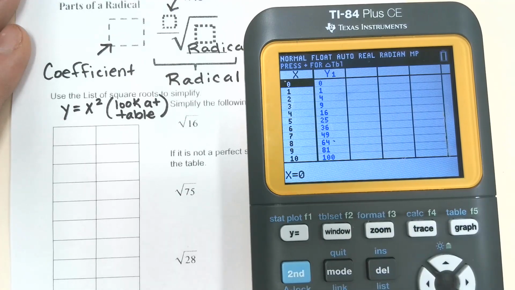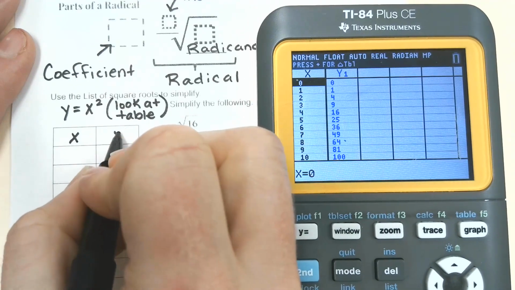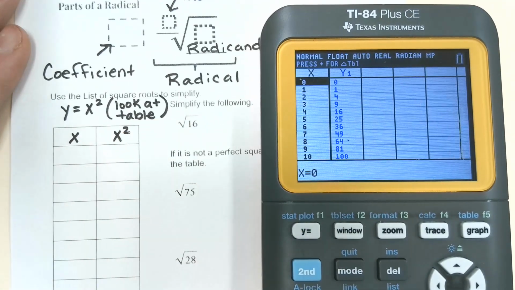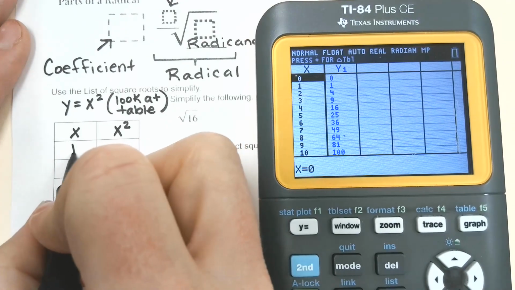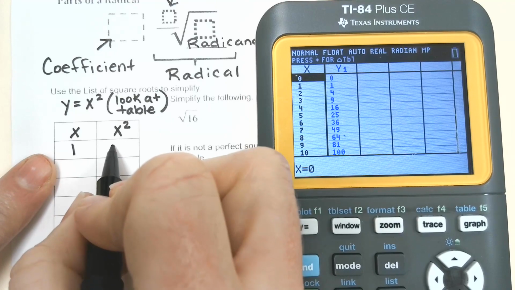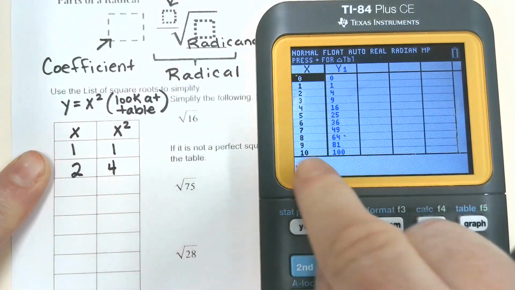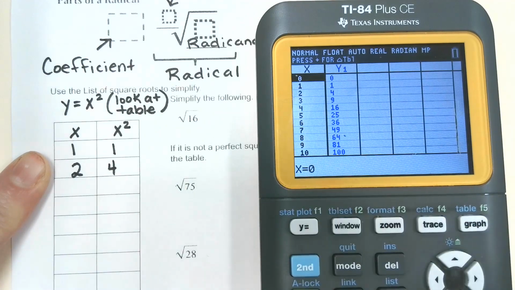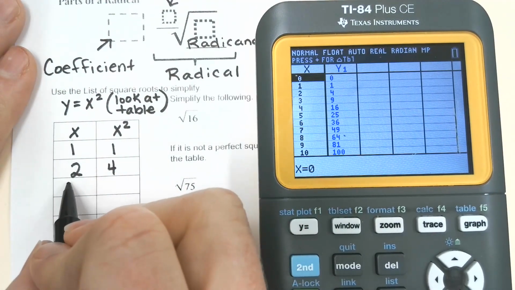We're going to list out all the perfect squares. I'm going to write this as x, and this is x squared. And I'm going to make a list, but I'm going to start with 1 and fill in the table. So 1 squared is 1. 2 squared is 4. So that's coming from here. So go ahead and pause the video and fill in your table. And I'm going to fill in mine.